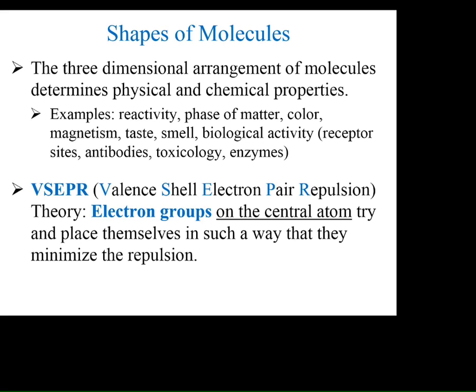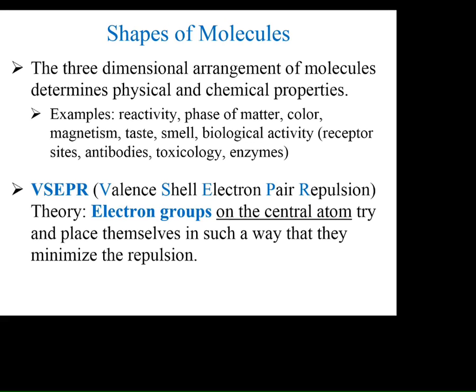So we were just drawing these structures, and we were taking all of the valence shell electron pairs and placing them around the atoms. So this theory basically says, okay, now you have all of these valence shell electron pairs, and these electrons are all negative. And when you try to get a bunch of negatives near each other, what happens? They're going to repel each other.